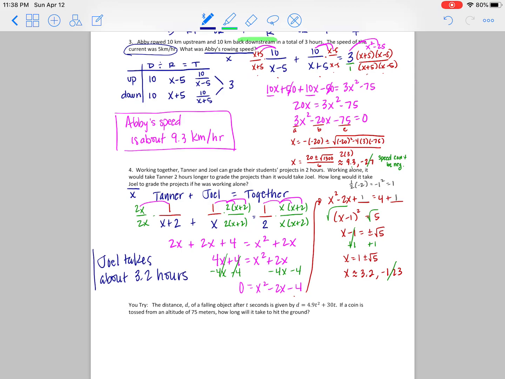And that's all it asks, right? If it asked for how long it took Tanner, he takes 2 hours longer. So if it asked, we would say Tanner takes about 5.2 hours. But it didn't, so if you didn't put that part on there, that's totally fine.